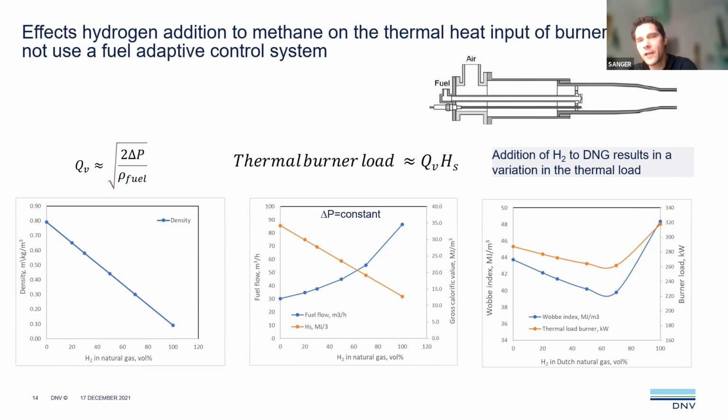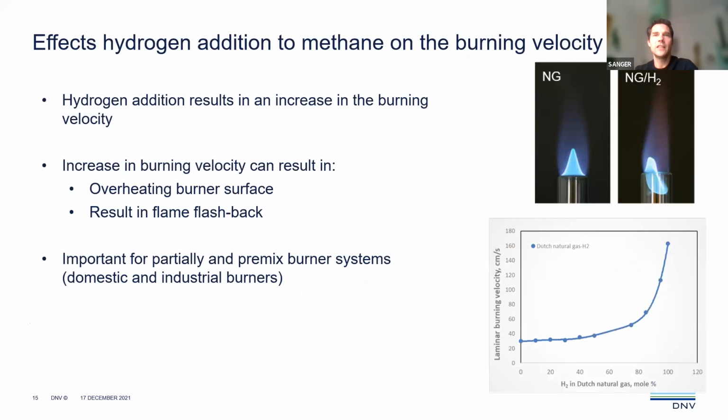So there we always recommend to add a fuel adaptive control system in order to always keep the energy input to the burner constant. And this is of course related to the Wobbe index. Another aspect is changes in the air demand. When you add hydrogen to natural gas, of course, also your air demand changes, and therefore also your amount of oxygen in your flue gases can change. I will show some pictures later on. And we also always keep that constant while changing the amount of hydrogen in natural gas.